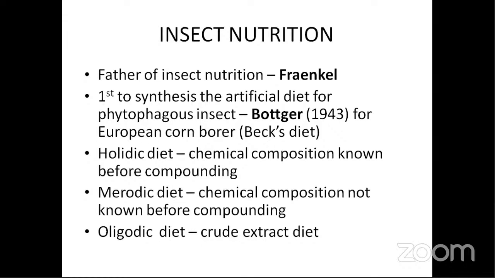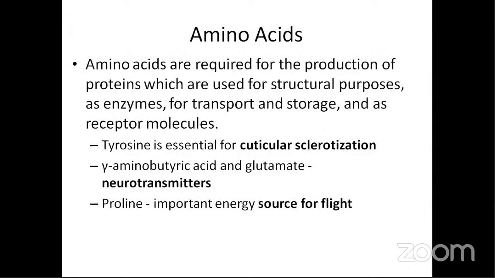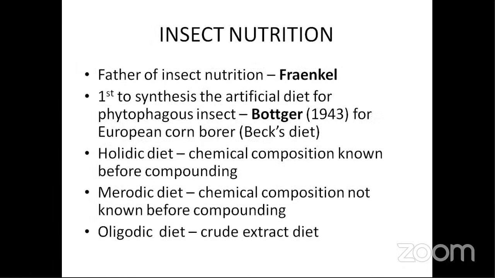And the oligidic diet is a crude extract diet. While preparing the diet, for example in the case of Spodoptera litura, they will go with a laboratory made diet instead of castor leaves or any other leaves. At that time they prepare it very quickly, so they will go with oligidic diets. Before going to insect nutrition, I will just tell one point.